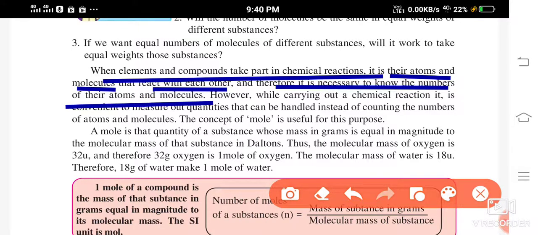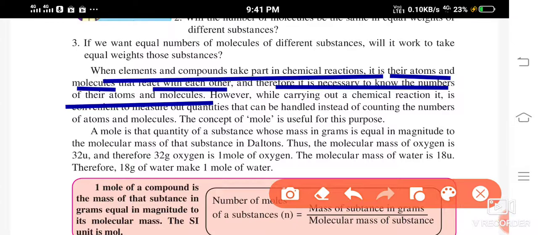Now, what is going to happen? When elements and compounds take part in a chemical reaction, their atoms and molecules are going to interact with each other, isn't it? Yes, they are going to react with each other, and therefore it is necessary to know the number of their atoms and molecules. That is why we should know how many atoms and how many molecules are taking part in the reaction.